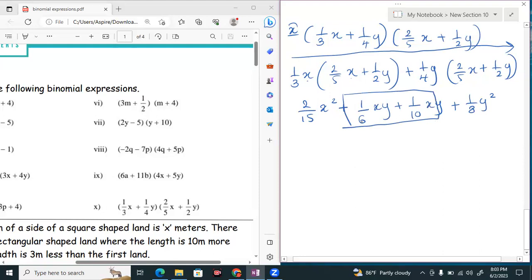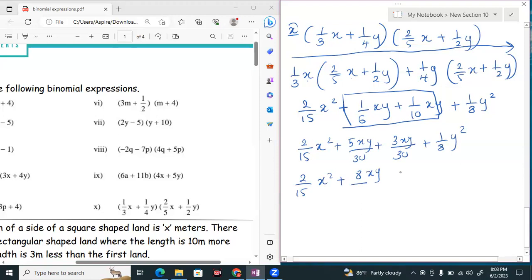So make it to one denominator. To make one denominator, you can multiply by 5. It is 5xy upon 30. Here 3xy upon 30. Okay. 1/8 y squared. Then 2/15 x squared add here 8xy upon 30.